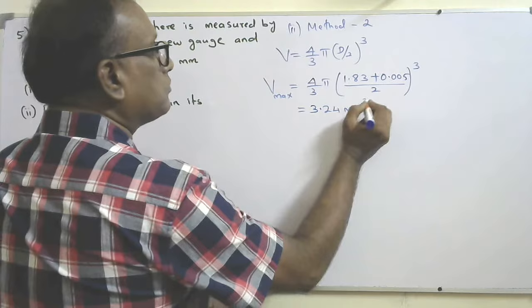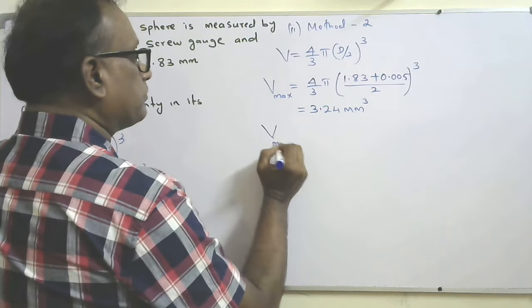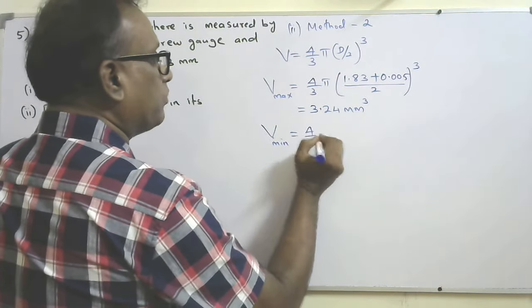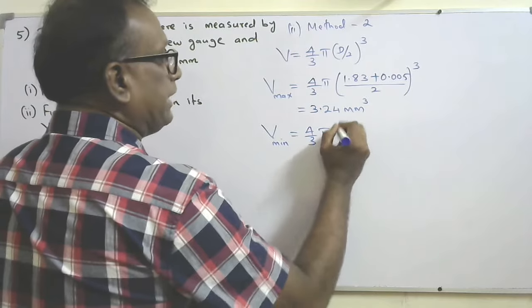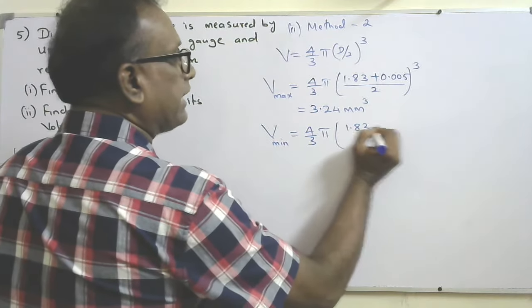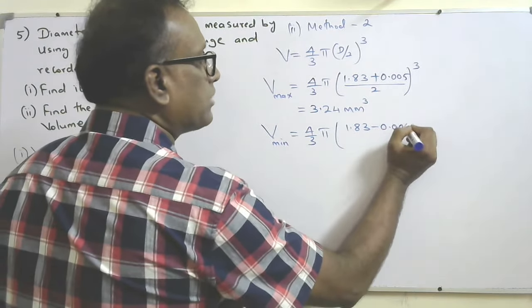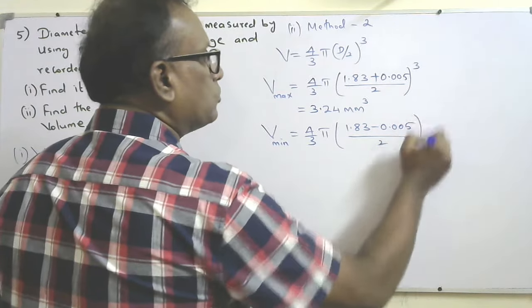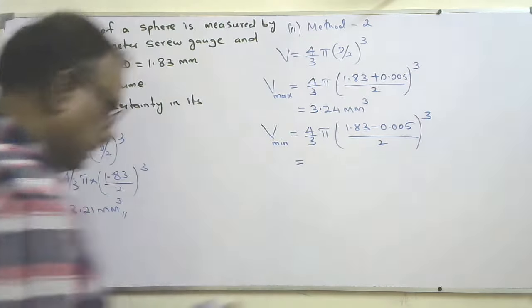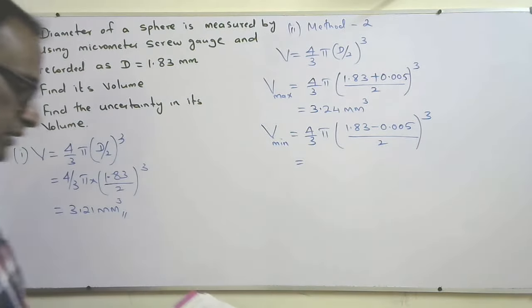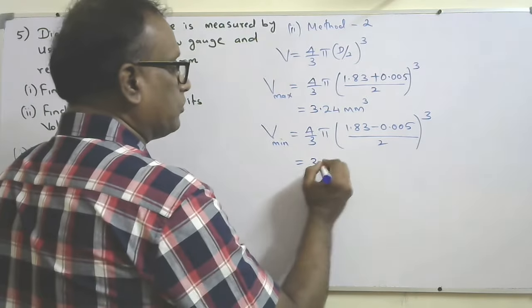millimeter cubed. Then V minimum is equal to 4/3 π, d minimum, that is 1.83 minus 0.005, divided by 2, all cubed. That you will get as 3.18 millimeter cubed.